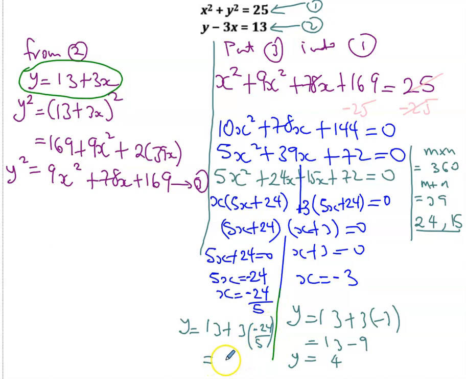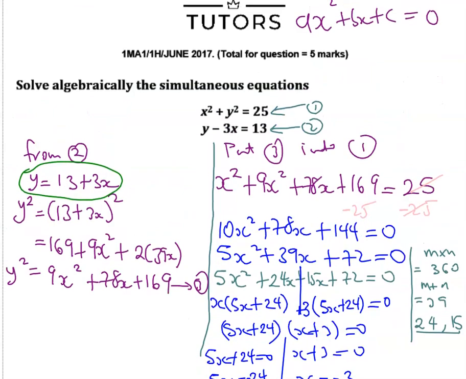Let's put that in our calculator so we don't make any silly mistakes. 13 minus fraction 24 over 5, so that gives us negative 1.4 for the y value. You could also write it as a fraction if you want. That should be negative 7/5. And so that's it. You've got the values that you need for the full 5 marks.